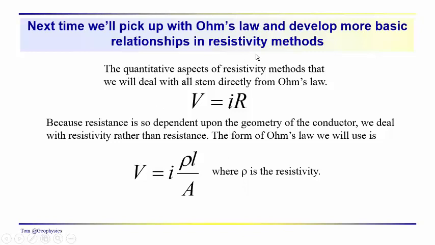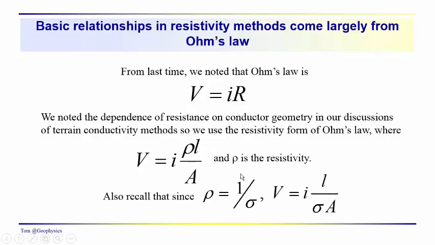The next time we're going to talk about Ohm's law. A lot of what we do with resistivity methods comes back to the simple equation where the potential difference is equal to the current times the resistance. And we talked about this before, the resistance is associated with more basic properties, specifically the resistivity and the geometry of the conductor, the length of the conductor over the cross-sectional area of the conductor. So rho is our resistivity, and also recall that rho is equal to 1 over the conductivity. So we could also write this as potential difference is equal to the current times conductor length over conductivity times cross-sectional area.